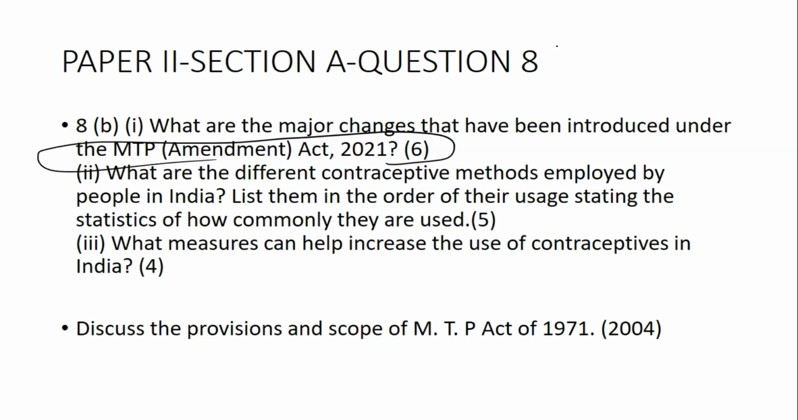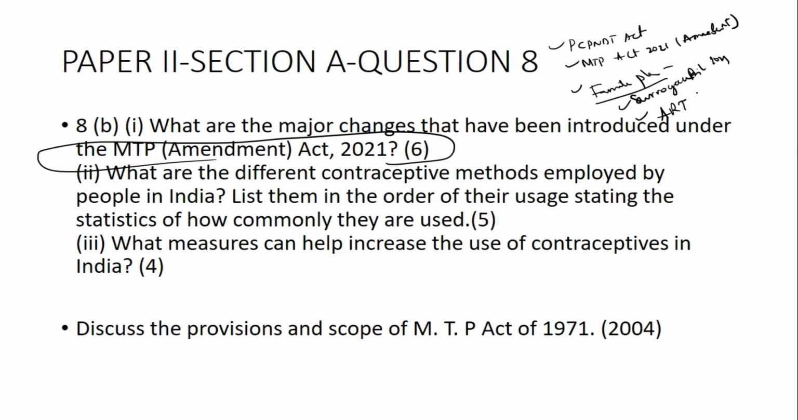So there are 3 or 4 acts which are very important. PCPNDT Act, MTP Act 2021 amendment, which was discussed, which was updated, and you have been given a handout. And latest we have the family planning and surrogacy bill. Surrogacy bill 2021 may be expected in the next year. And we also have the ART, assisted reproductive technology bill 2021.